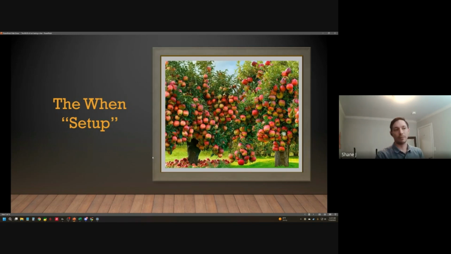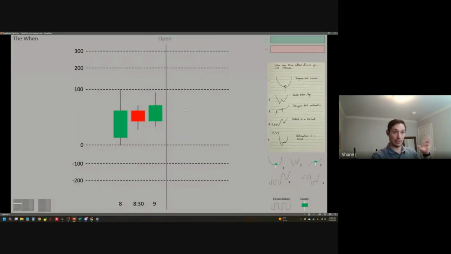Boom. Setup. Setup's a little bit tougher because it's the when. When are we going to hit the button and enter the trade? When is the apple exactly ripe? Not underripe, not overripe. When is it just right for the picking to enter the trade and it all makes sense? So from that, I have created this.